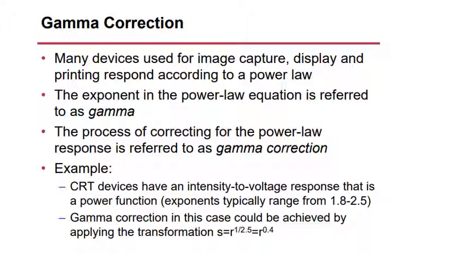Let's understand it with an example. We have CRT devices. They have an intensity to voltage response that is a power function. Basically the range of that power function, or the gamma, will be in the range 1.8 to 2.5. So how does one such device respond to gamma correction? The gamma correction in this case can be applied by using the transformation S is equal to C into R power gamma.